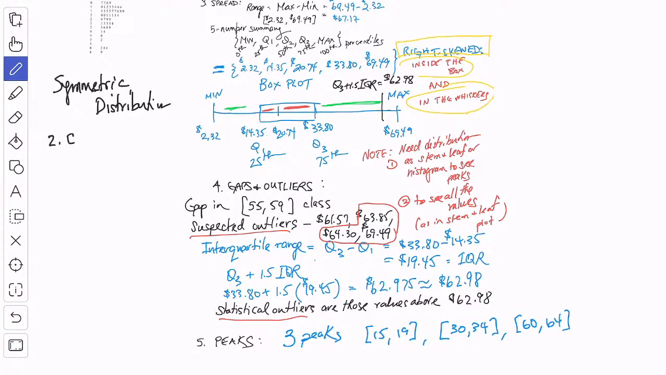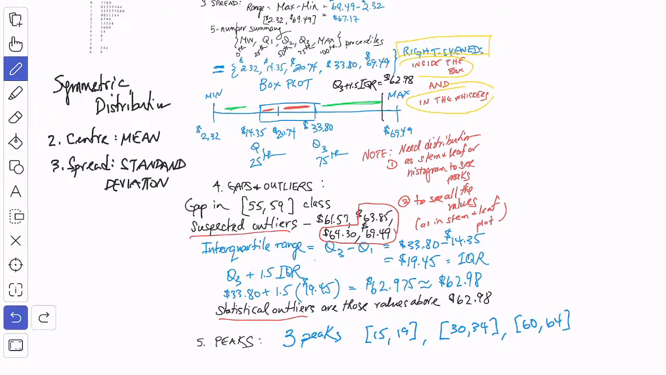For a symmetric distribution, the center is going to be the mean. The spread you will calculate as the standard deviation, and I have a full video calculating and explaining the standard deviation, which you must watch. I'm going to assume you watched it.